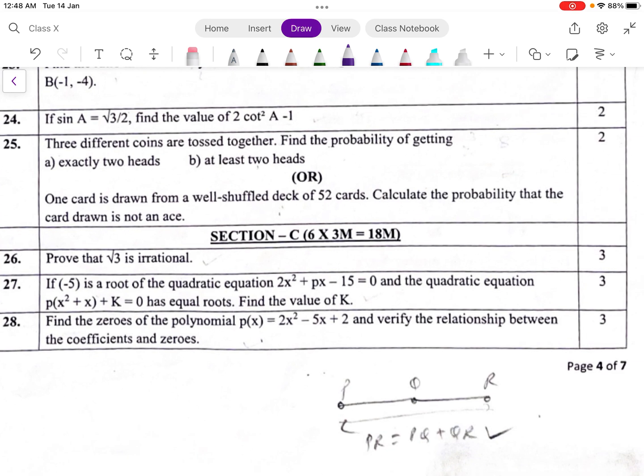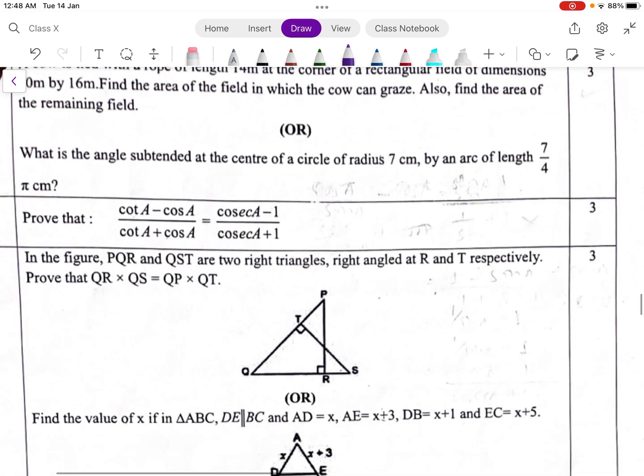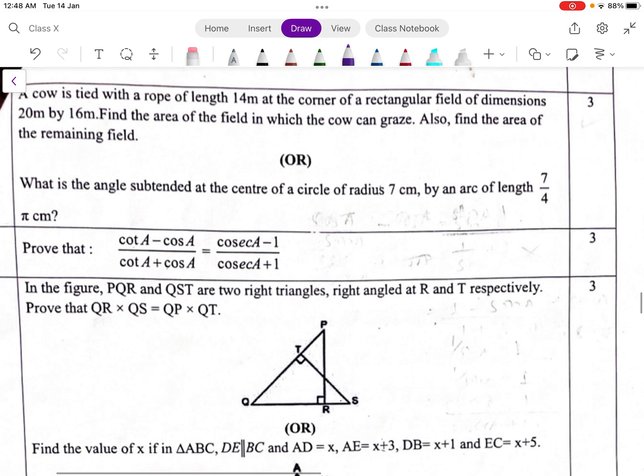Okay, so another question that students have asked me to solve is this one, to prove that cot A minus cos A divided by cot A plus cos A is equal to cosec A minus 1 divided by cosec A plus 1. So here what the student should have done, cot A minus cos A is there, so cot you can express in terms of cos, that is nothing but cos A by sin A minus cos A.